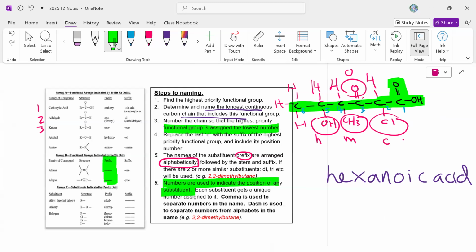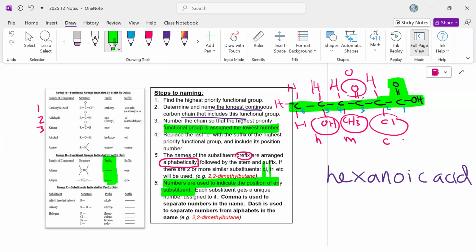Now take note that the D and the T are not part of the alphabetical selection. So when I say arrange in alphabetical order, let's say dimethyl, I don't look at D, I look at M. Understand that the di is not included in judging the alphabetical order. Okay, so if it's a trichloro, I cannot look at T. I should be looking at C. So it will be alphabetically ordered C first.